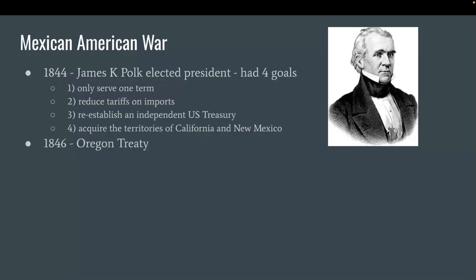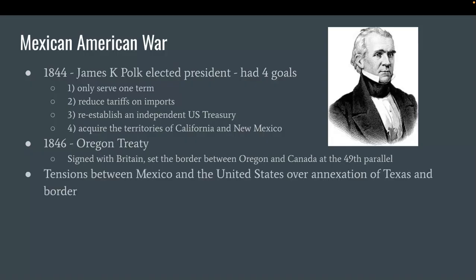In 1846, the Oregon Treaty is signed with Britain. It establishes the border between Oregon and Canada at the 49th parallel, effectively completing our northern border. But tensions continued to grow between Mexico and the United States, and mostly it's over the annexation of Texas and the establishment of the southern border.